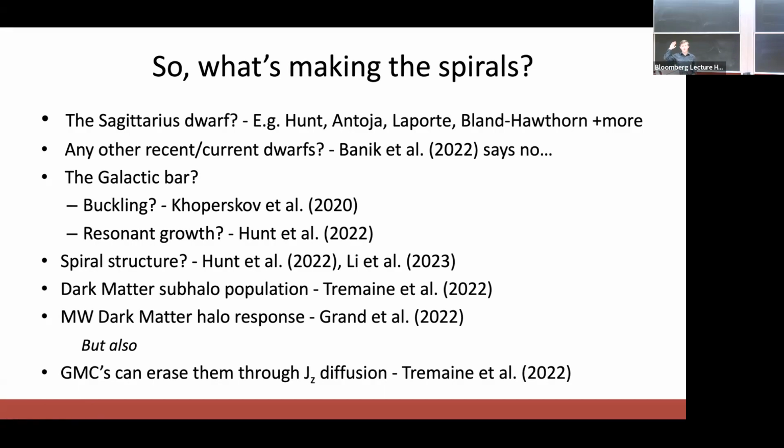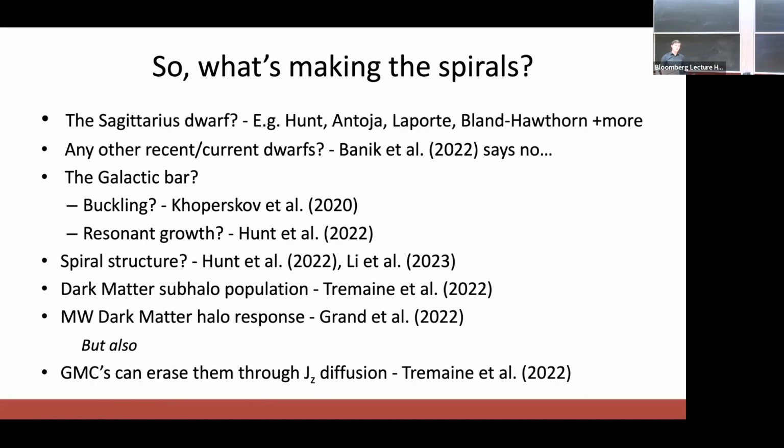So if you have an older satellite come in, make the halo significantly triaxial and out of equilibrium, then the halo effect on the disk is actually dominant, and that's what causes it all to wind up. And then also in the other direction, Scott's paper shows GMCs can actually cause them to disappear sooner through action diffusion, through interaction with the giant molecular clouds.